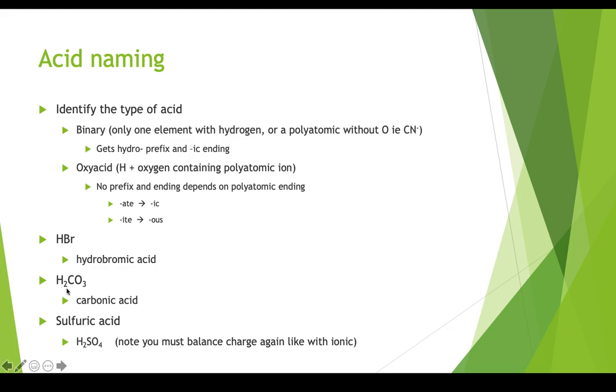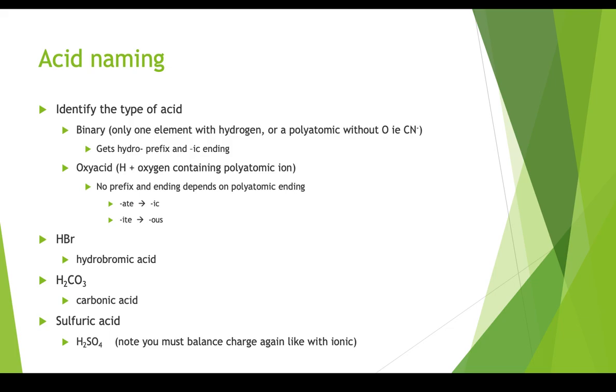So down here I have an example, H2CO3. Here we're looking at a polyatomic ion with oxygen, so right away this is an oxyacid, so no prefix. Then we have to look at what that polyatomic is. CO3 2 minus is carbonate. So we take the ate ending, it becomes ic, and it becomes carbonic acid for our name. Just the ate becomes ic. That's just the direct change.